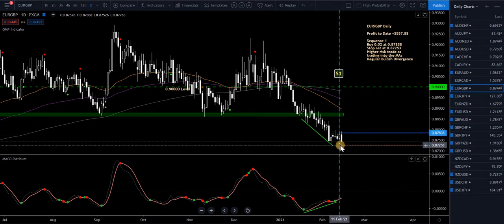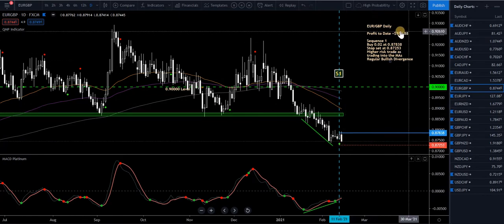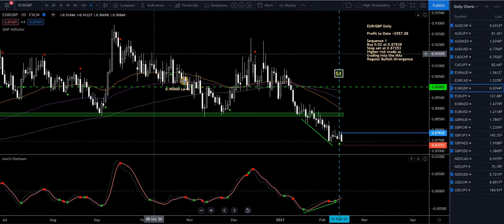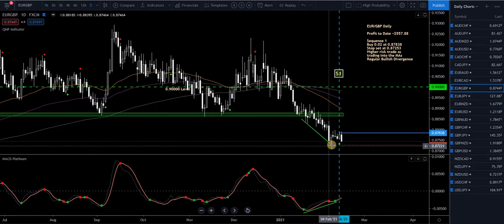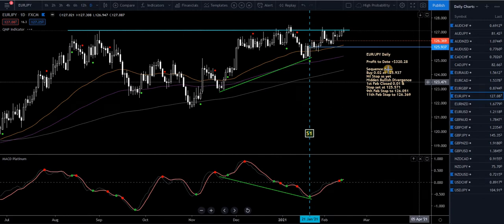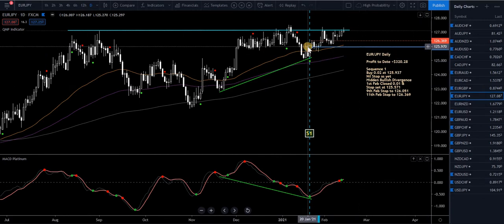So, when I put this stop, I thought it might have been a bit close. I probably should have brought it down a few pips, but I'll leave it where it is at the moment. If we get taken out, we get taken out. It's a pair I don't mind trading. It can be a slow mover at times, but generally it's not bad. That's the Euro pound. Euro yen, a buy trade back here.